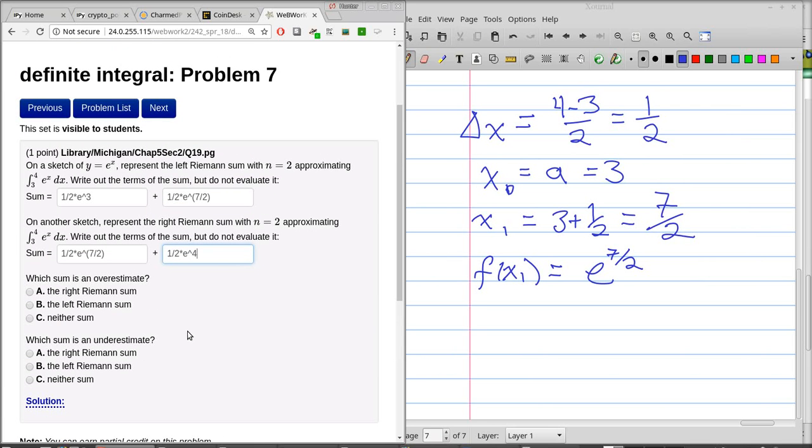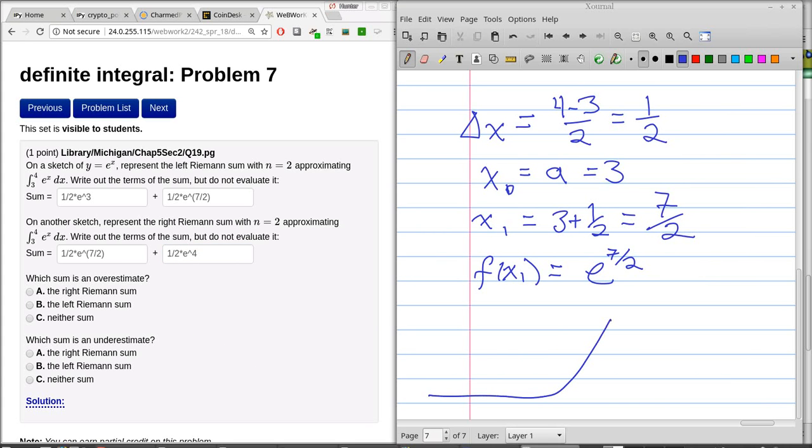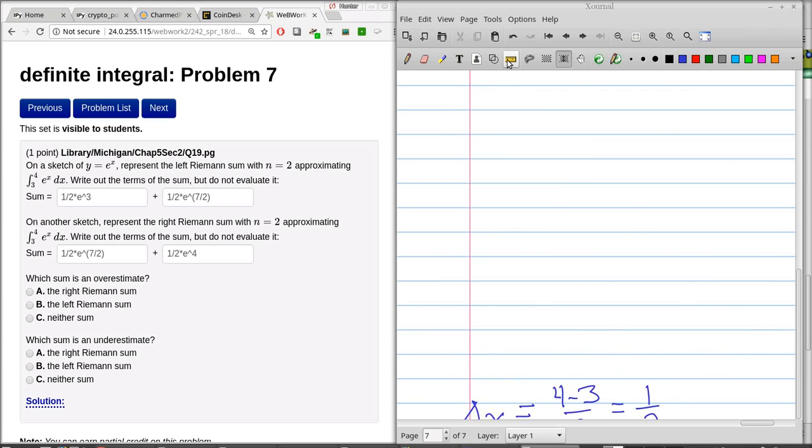You could answer this question by drawing a sketch of e to the x. And e to the x looks like this. And that's a terrible picture. Maybe I can use some aids here to steady my palsied hand. Here's a y-axis, here's an x-axis. And we go like, oops, I forgot to turn off the straight edge.